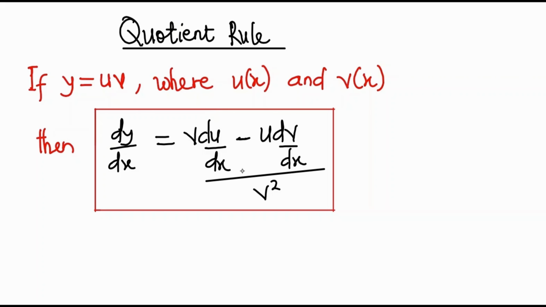And so when we want to differentiate two functions being divided, we can apply the quotient rule, which says that dy/dx is equal to v du/dx minus u dv/dx, all divided by v squared. So let's look at practical examples where we can apply the quotient rule.